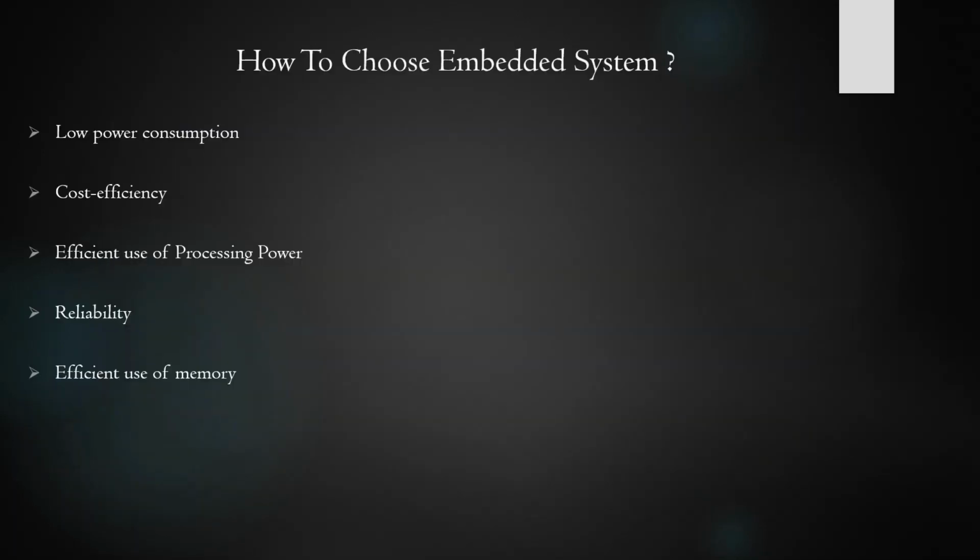Next, how to choose an embedded system. To choose an embedded system, the basic things are: first, low power consumption; second, cost efficiency; third, efficient use of processing power; fourth, reliability; and fifth, efficient use of memory.